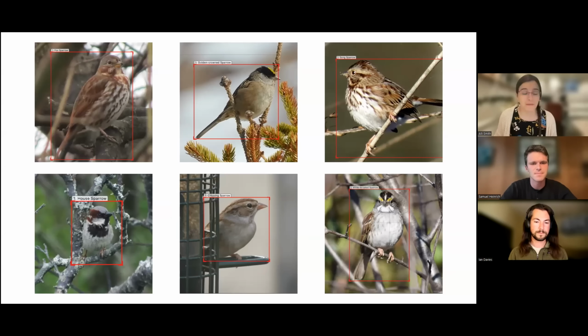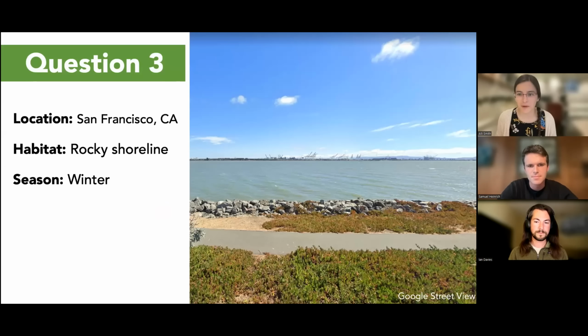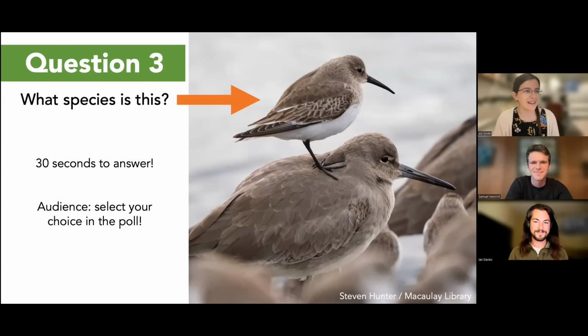That's pretty cool. All right, so we'll continue in the tricky bird category with our next question here. So taking a trip all the way from Toronto to San Francisco, you are on a nice walk near the water in the winter in San Francisco, and you notice a group of shorebirds roosting on these rocks by the water. And in that group of shorebirds, there's one bird that is standing out to you in particular, and it's this little guy up here on top. So take a look at this bird, and we'll start the poll again. But what species is this bird on top?